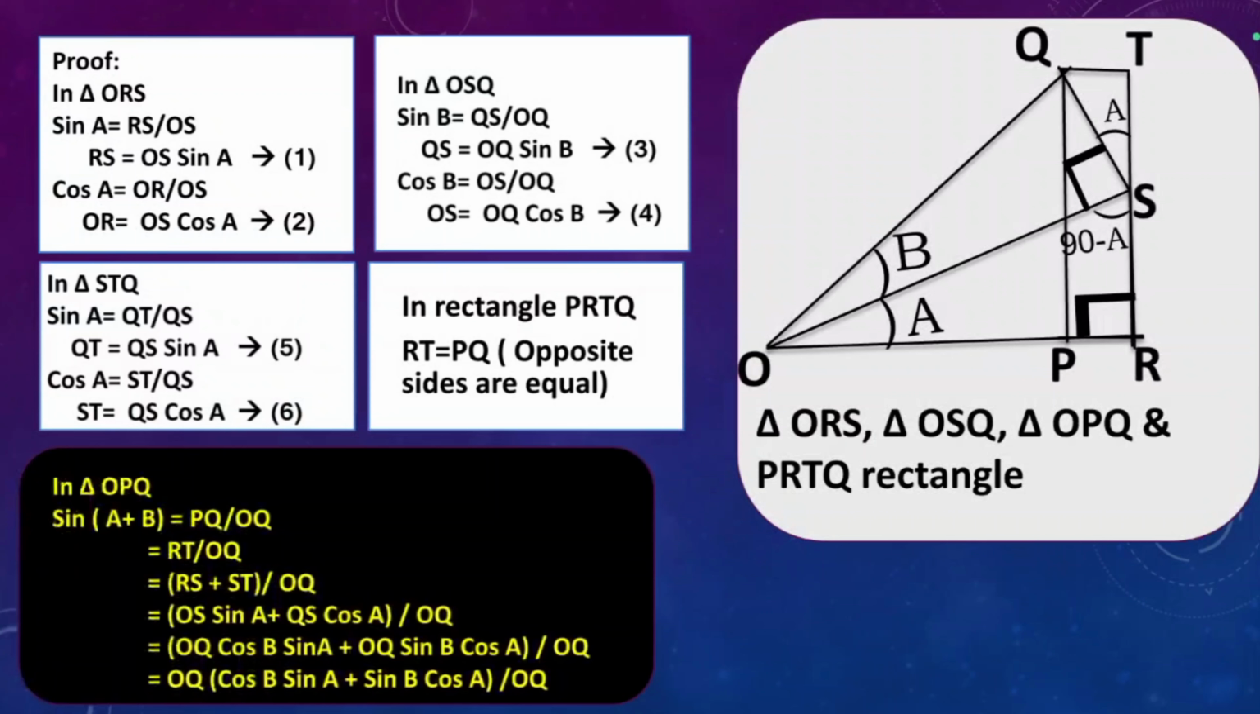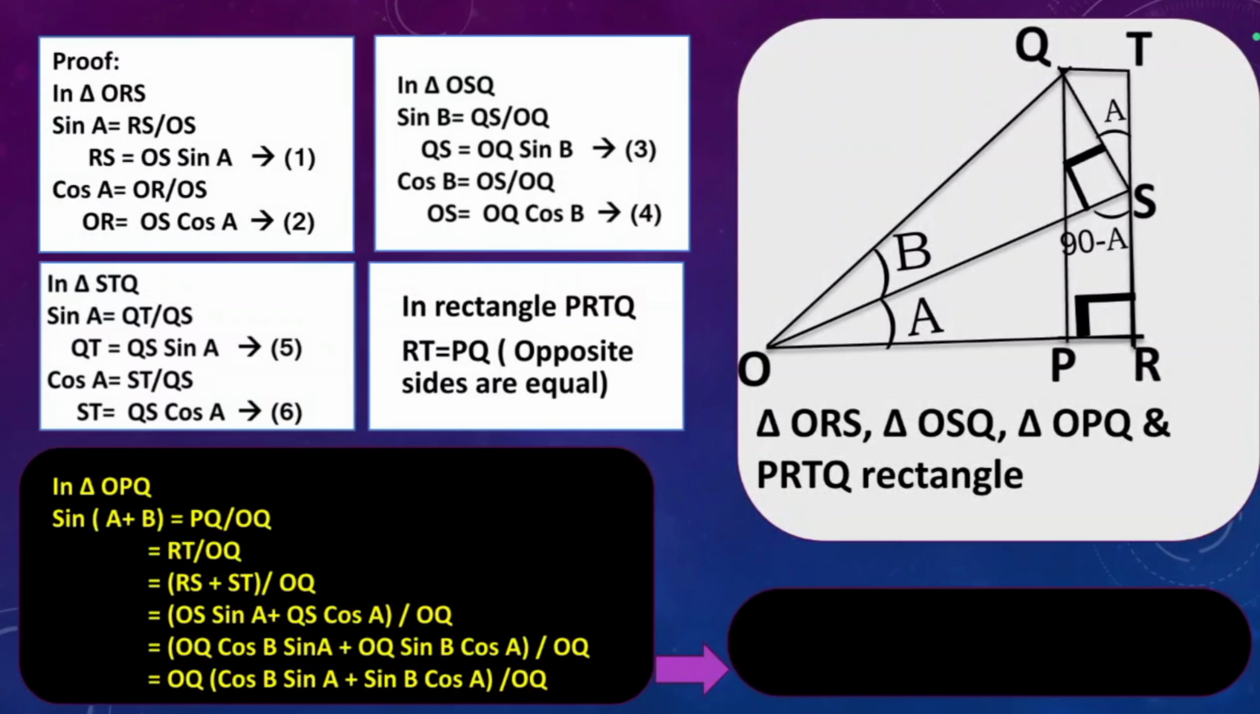If you look at the numerator, OQ is common. If I take OQ common, since we already have OQ in the denominator, it gets cancelled, and we are left with cos B sin A plus sin B cos A, which can be rewritten as sin(A + B) = sin A cos B + cos A sin B. So that is the proof of sin(A + B).